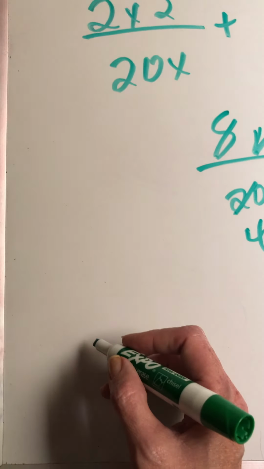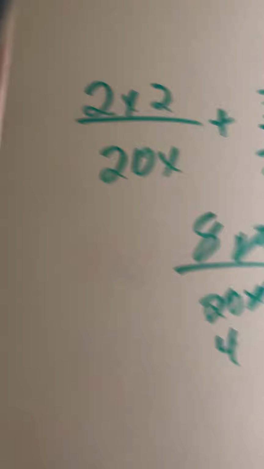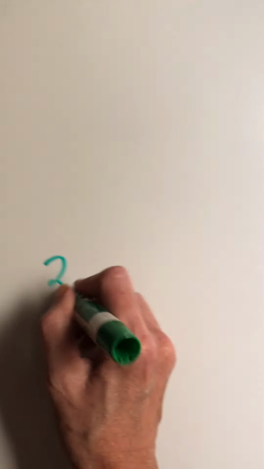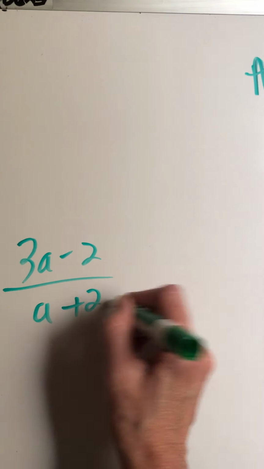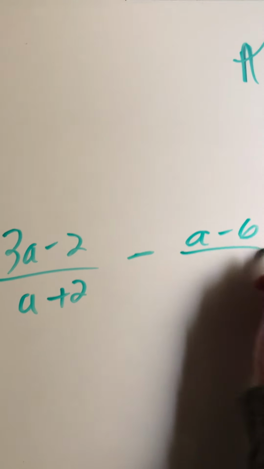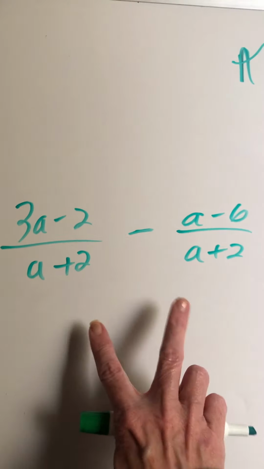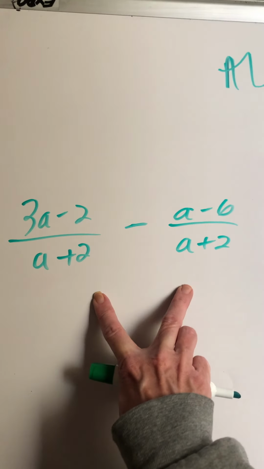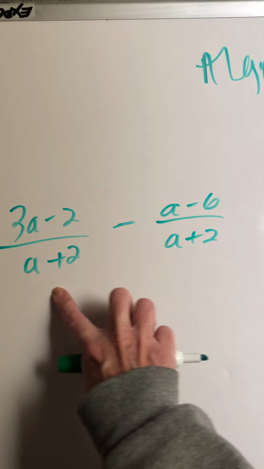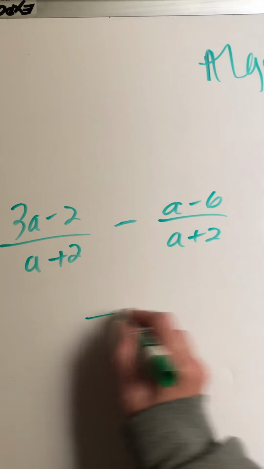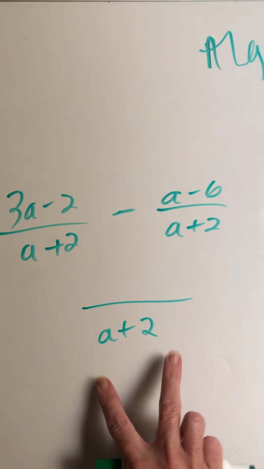Okay, then let me go ahead and erase this so we don't get confused. So we can have problems that look like 3a minus 2 over a plus 1 minus a minus 6 over a plus 2. I said a plus 1, it's a plus 2. So again, looking for a common denominator. So this is my common denominator, a plus 2. So I just write down a plus 2 because that's my common denominator.